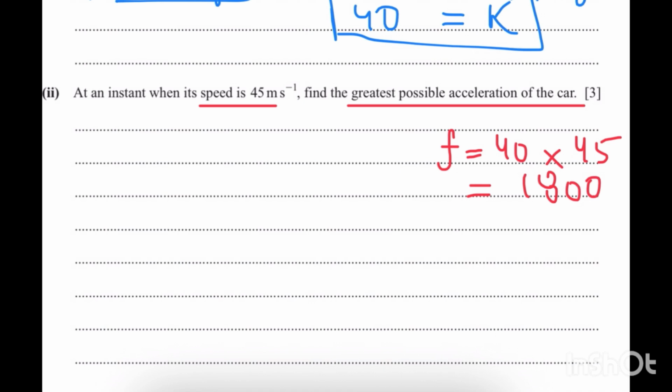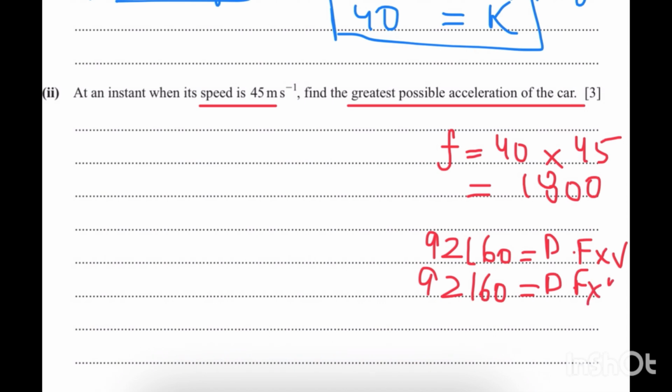Other than that, we are given that the maximum possible power of the car is 92,160, and we can incorporate it into the power formula again, which is power is equal to the driving force multiplied by v. Now we have the v in this case, which is 45. We can use that again. So driving force multiplied by 45, dividing 45 on both sides, we find out the driving force is equal to 2048.